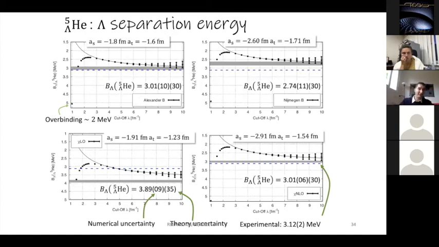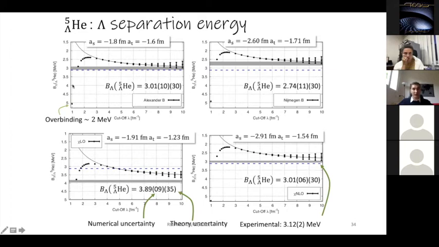The most interesting system in this case is helium 5 lambda, the one that the theories have trouble describing. And again, you can see that all these different black points are my calculation with some error band. The extrapolation is the gray band, and the experimental result is this blue dashed line.